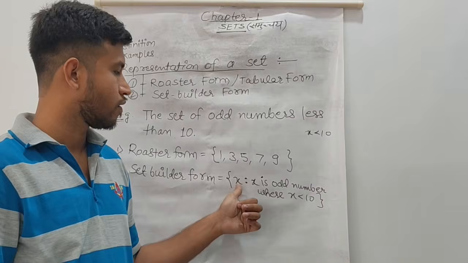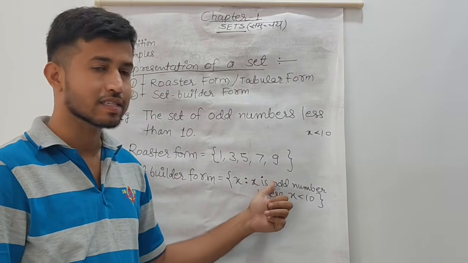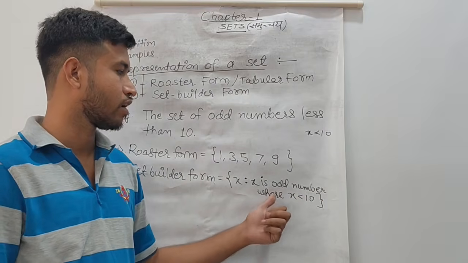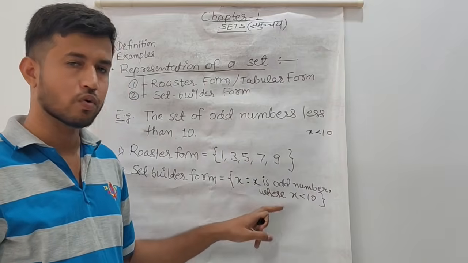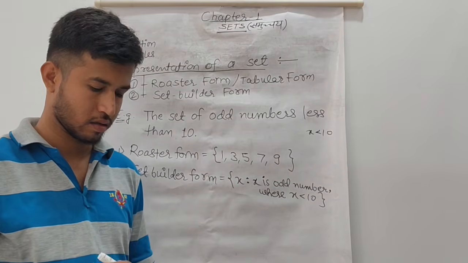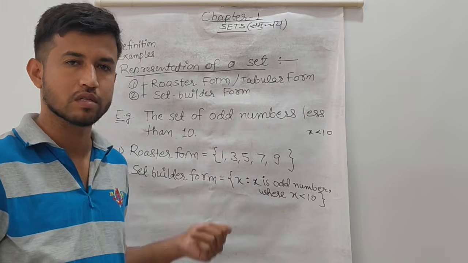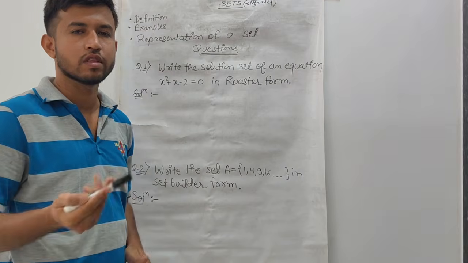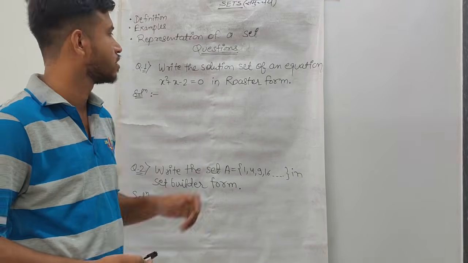Here we will take x as a symbol. x is an odd number, but where x is less than 10. So it simply means 1, 3, 5, 7, 9. So it is a representation in two ways. We will now discuss some questions based on representation of sets.